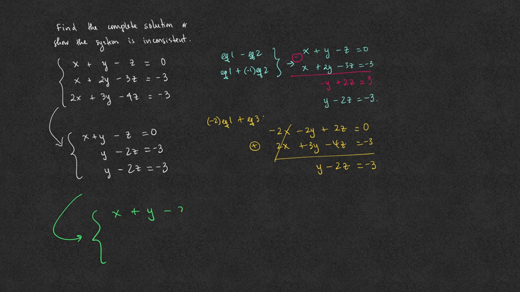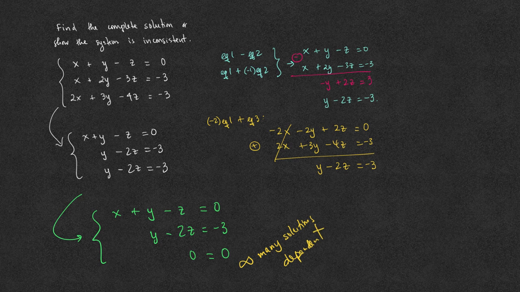x plus y minus z equals 0. y minus 2z equals negative 3. And 0 equals 0. y minus y is 0. Negative 2z minus negative 2z is 0. Negative 3 minus negative 3 is 0. When we obtain a true statement such as 0 equals 0, this means there are infinitely many solutions. And if there are infinitely many solutions, then we say that the system is dependent.